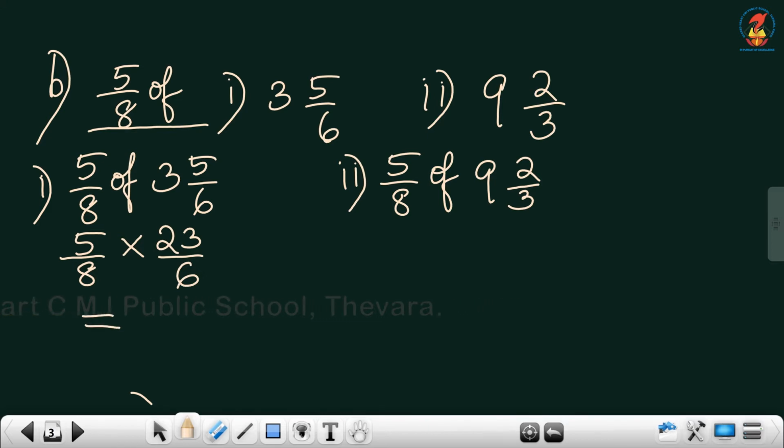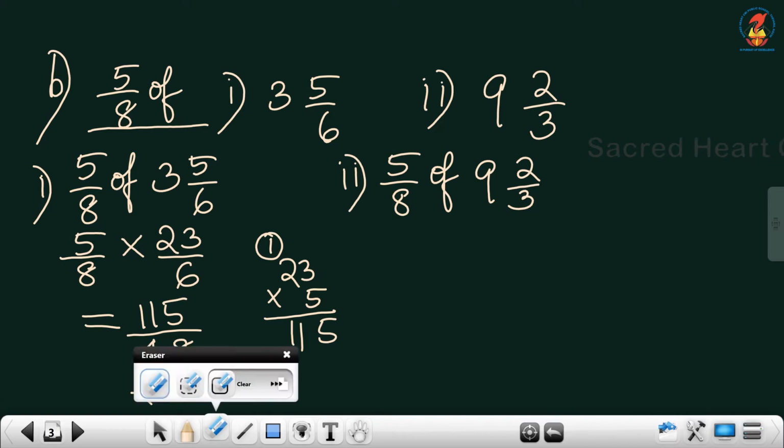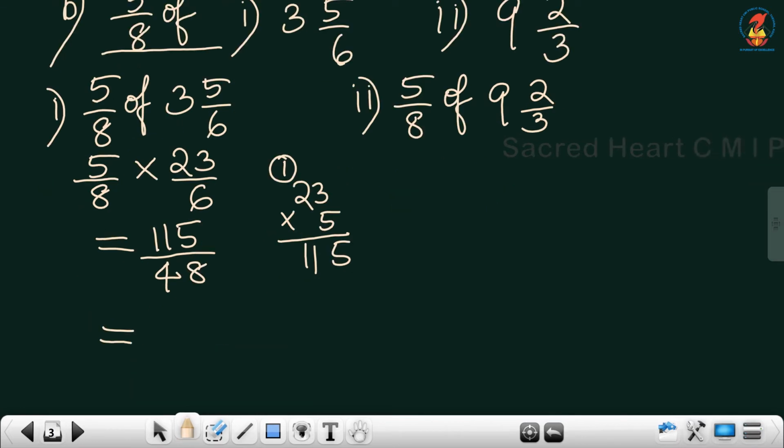So, do the multiplication. 23 into 5, what is the answer? 23 into 5. 5 3s are 15, carry over 1. 5 2s are 10, 11, 115 by 8 4s are 48. Now, our answer is an improper fraction. You have to find the mixed number. How will we find the mixed number? Do the division. 115 divided by 48.